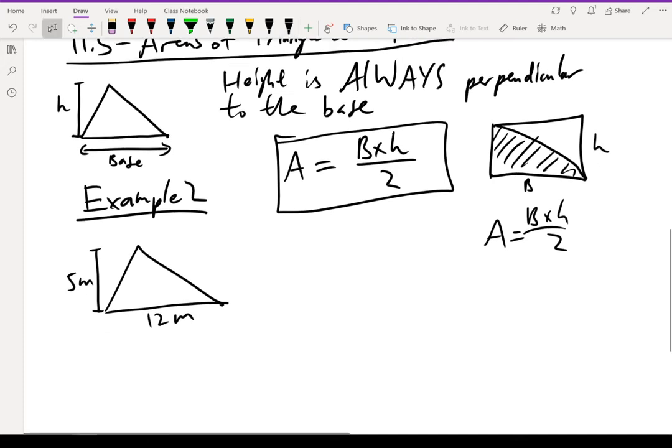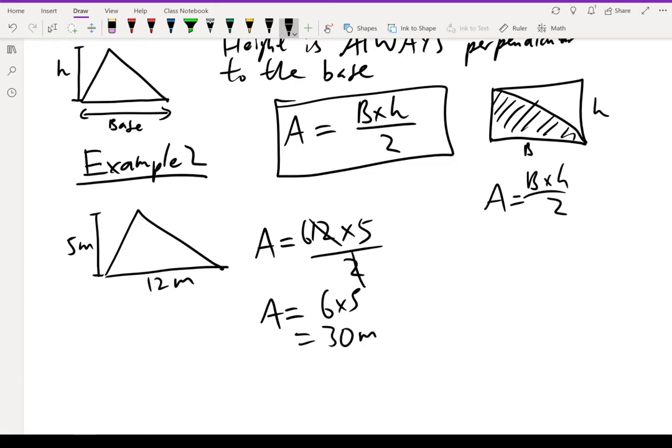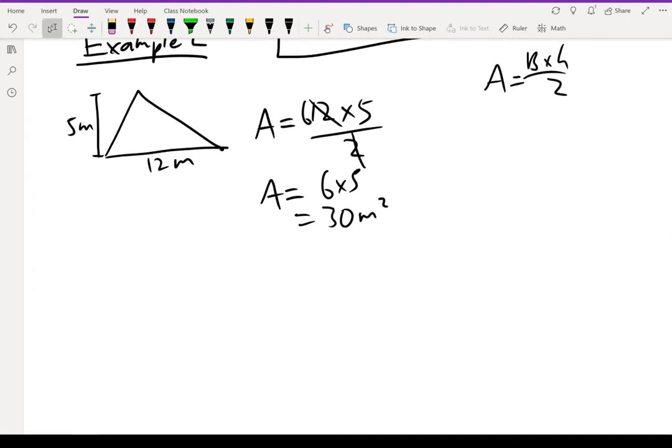So getting back to our example, the area is equal to 12 times 5 divided by 2. 2 and 12 can cancel out. That becomes 6. Simplify. And so the area is going to be 6 times 5, which is 30 meters squared. So that is the area of the first triangle. Now, with the second triangle, let me change things up a bit.